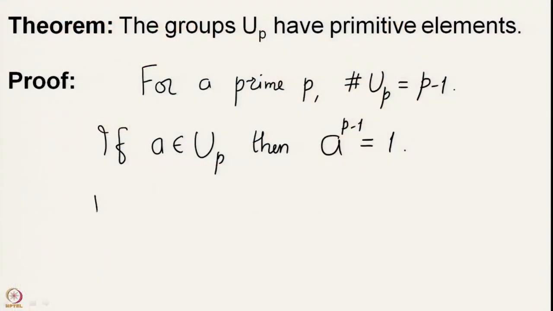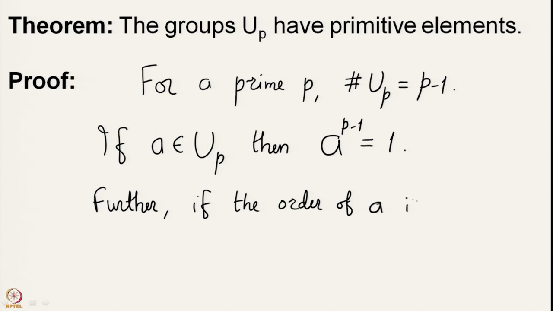Furthermore, this is where I am now going to use some concept from group theory, which is to talk about the order of a. If the order of a is m, then we also know that m has to divide p minus 1. So, if you take all the elements in the group U p and separate them out by their orders, then they would be in the sets which are indexed by divisors of p minus 1.